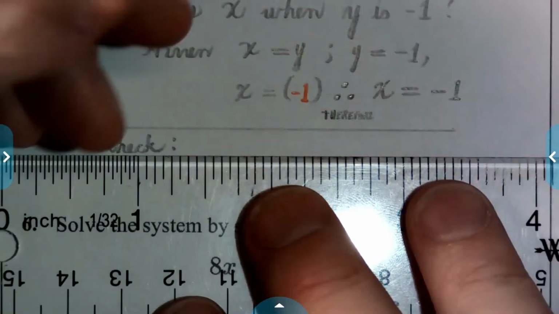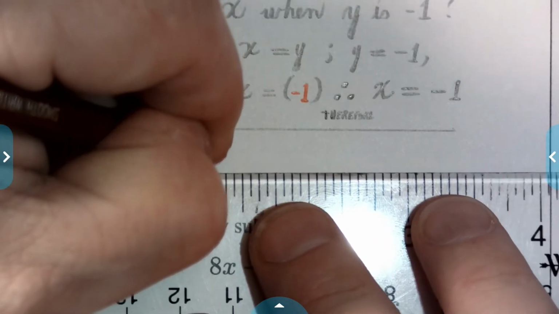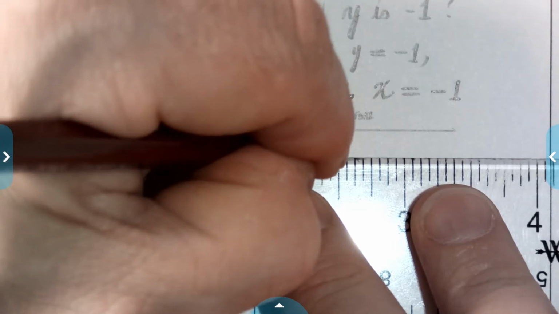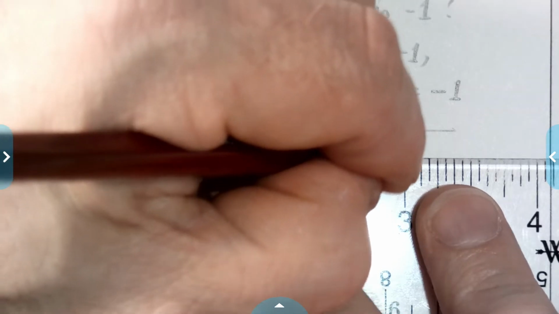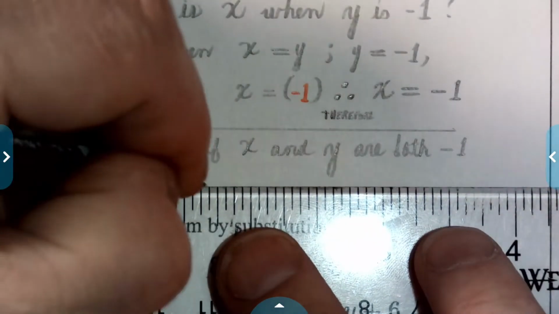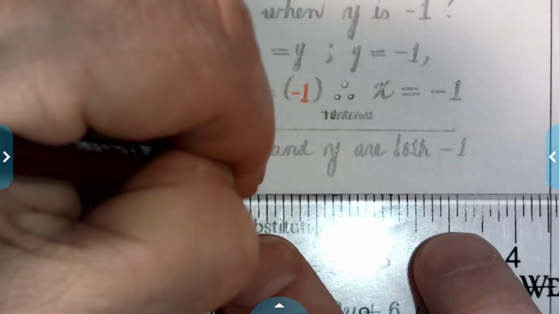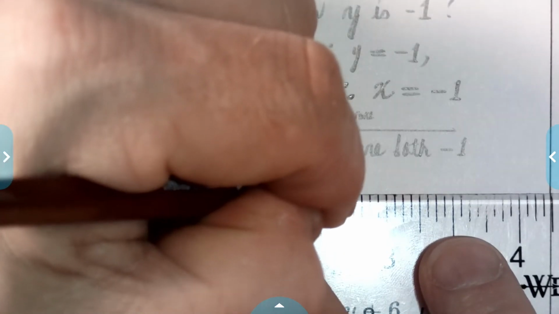What's the check? The check is if x and y are both -1, then x equals y is true.